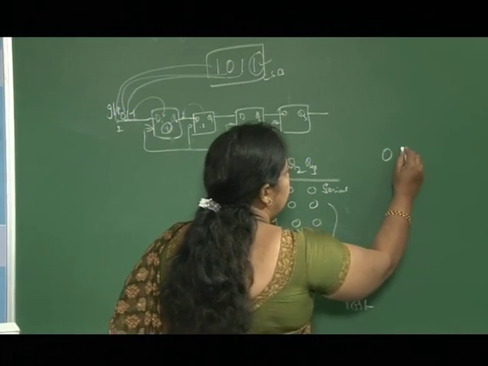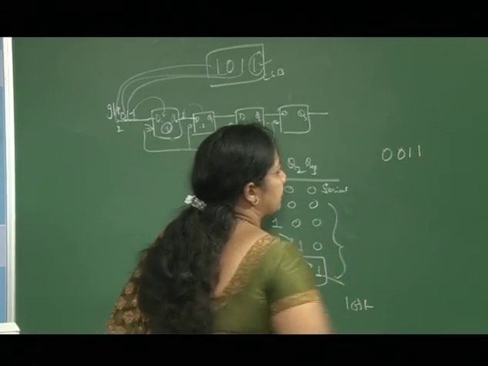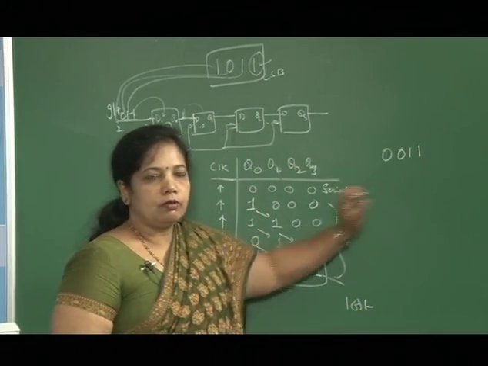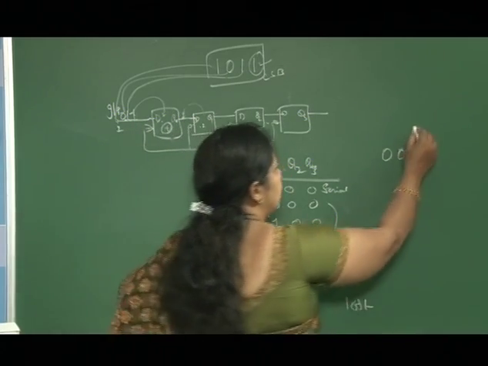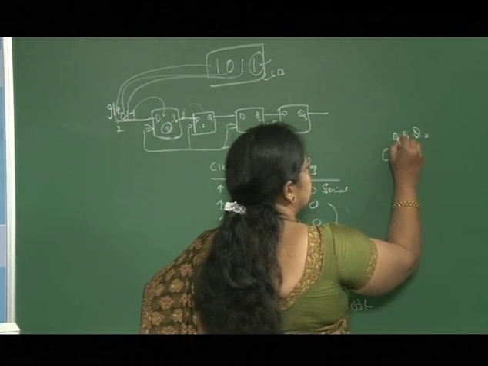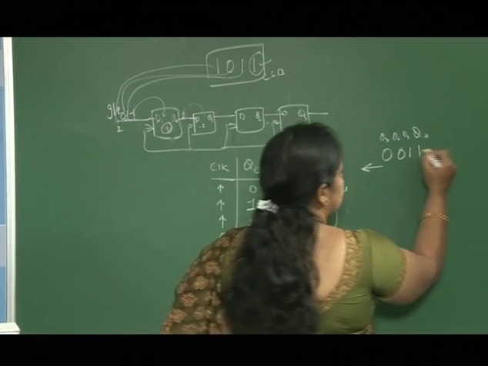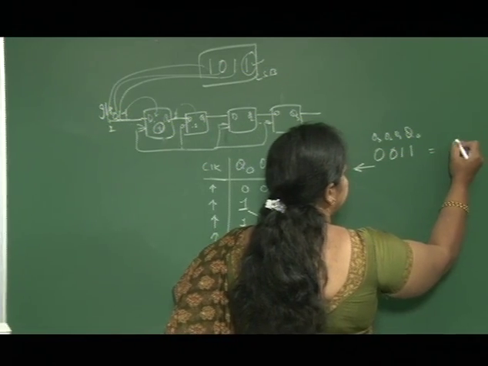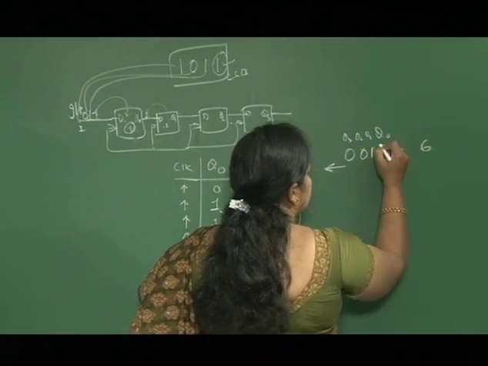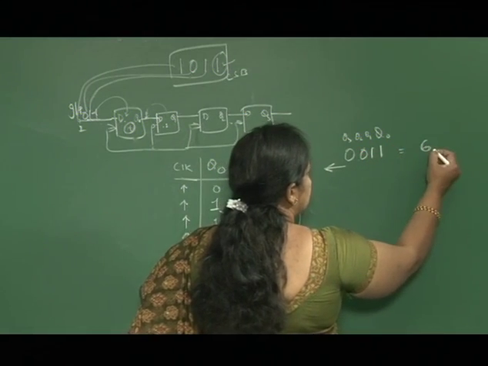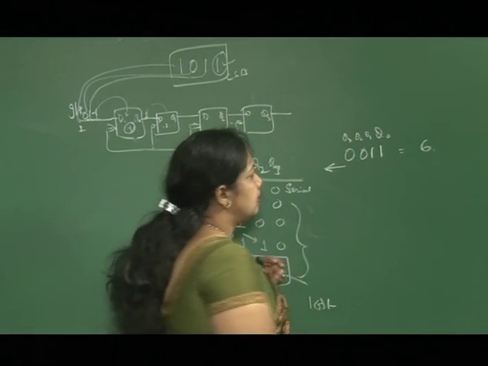Suppose I have data like this: 0011. If I do a left shift operation on 0011, this is nothing but 3 in binary, 0011. So in decimal I will be representing this as 3.